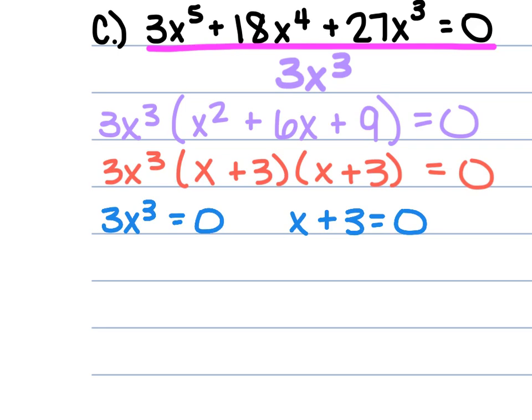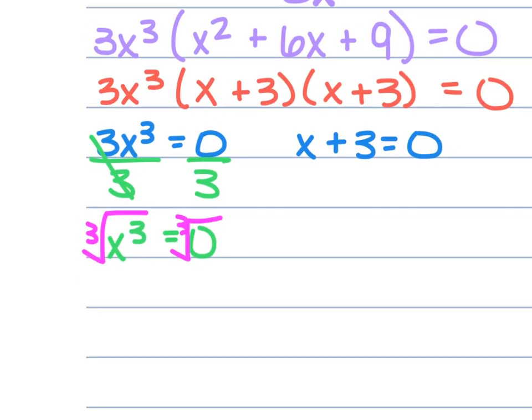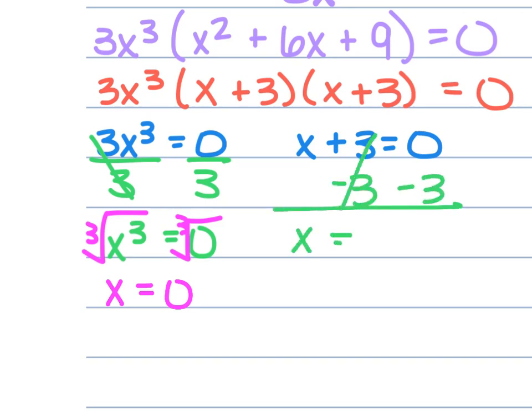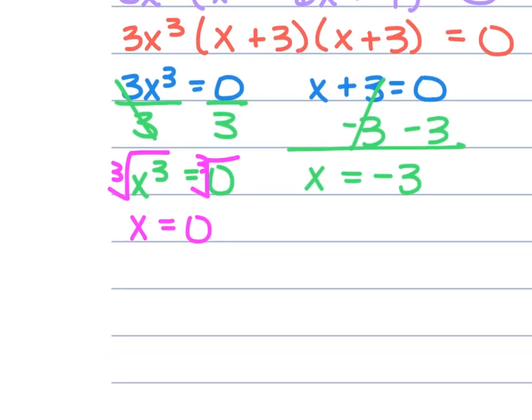For the 3x cubed is equal to 0, divide by 3 on both sides. We get x cubed is equal to 0. And then take the cube root of both sides. The cube root of 0 is 0. So x is equal to 0 for one, and the other one we're going to subtract that 3 from both sides and get that x is equal to negative 3. So we have a solution set of negative 3 and 0.